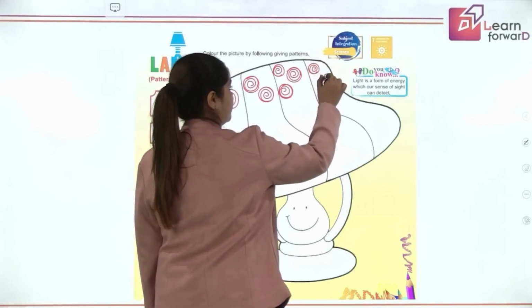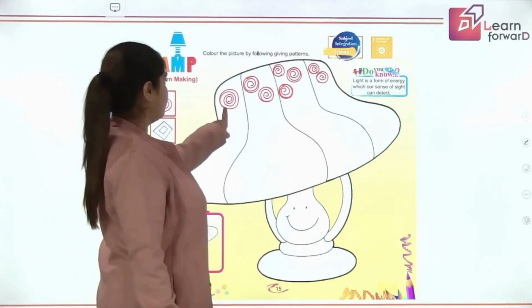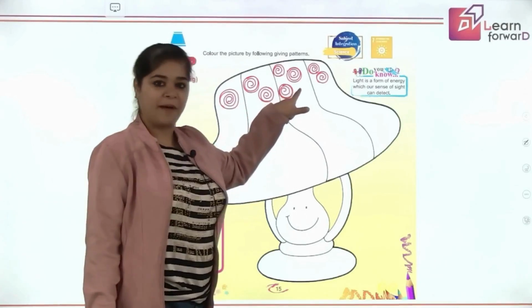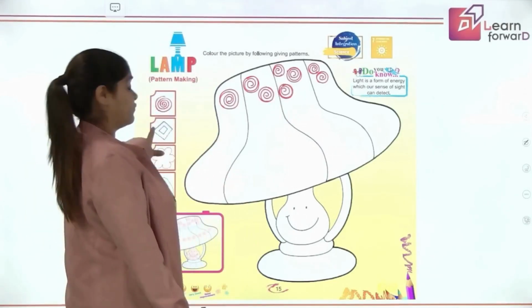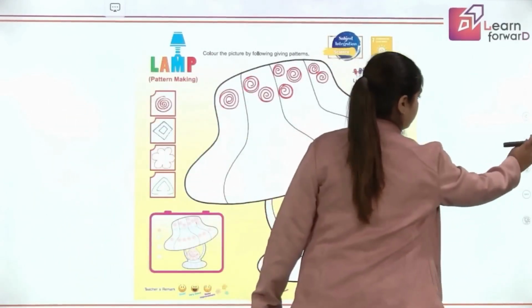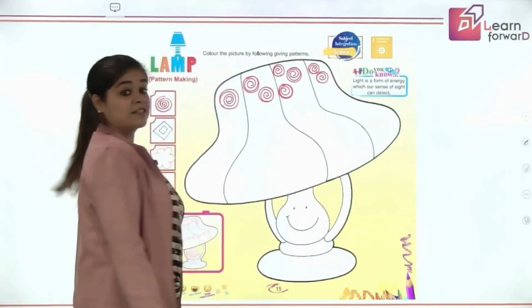And our first pattern is done. So, our one motif, it is getting repeated one after the other to form a pattern. Same way, we have the second motif which is in blue color. So, it's a square motif.